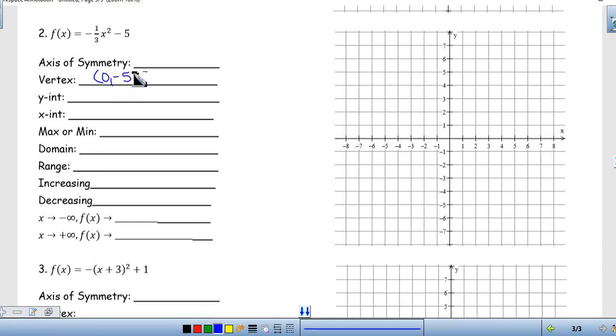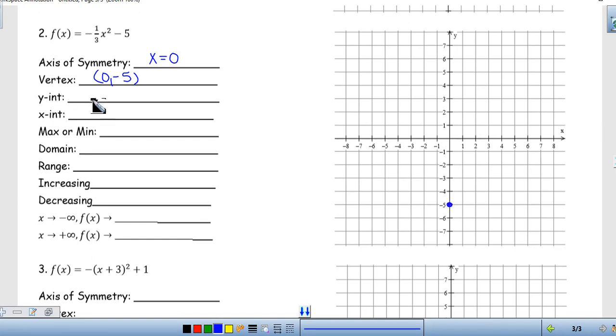Now, if you have the vertex, you have the axis of symmetry. We mentioned earlier that they have something in common. The x value of the vertex is the axis of symmetry, x equals 0. That means that this axis of symmetry is actually the y-axis. I'm going to go ahead and graph my vertex, 0, -5.